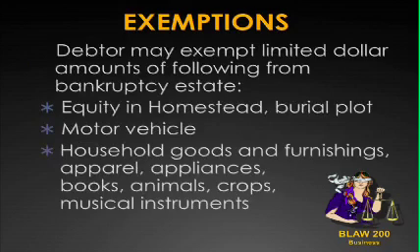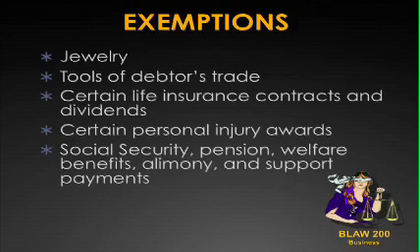So equity in a homestead and a burial plot, one motor vehicle, household goods, furnishings, crops, animals, etc. And again, there are dollar limits on all of these. Okay. Jewelry, tools of the debtor's trade. In other words, if someone's a carpenter, we're not going to take away their carpentry tools. Okay, life insurance contracts and a lot of retirement benefits are protected. Okay, so these are all exempt. These would not be part of the estate and would not have to be liquidated. The debtor could retain these.